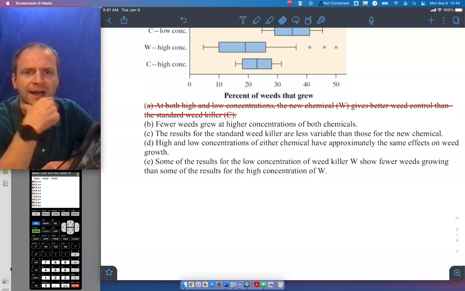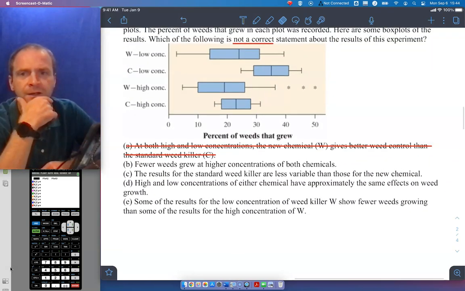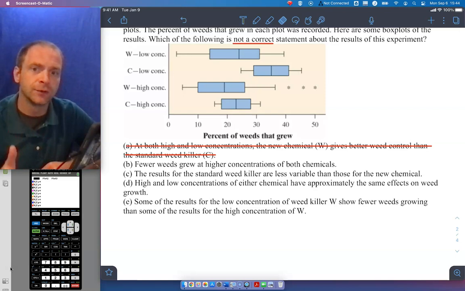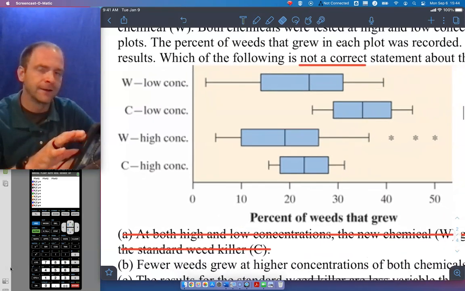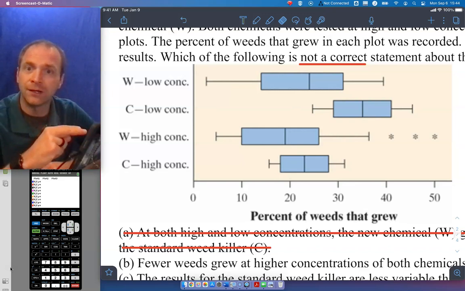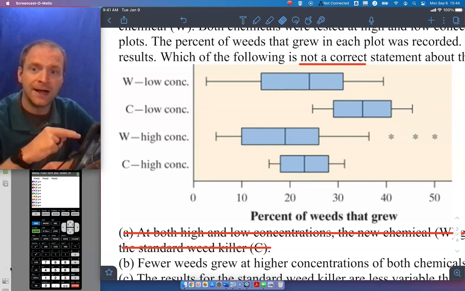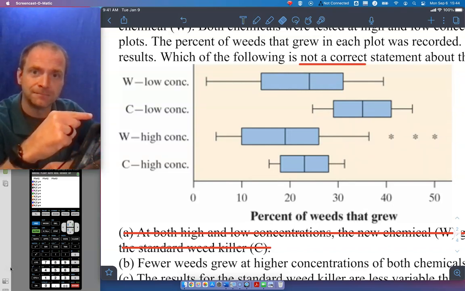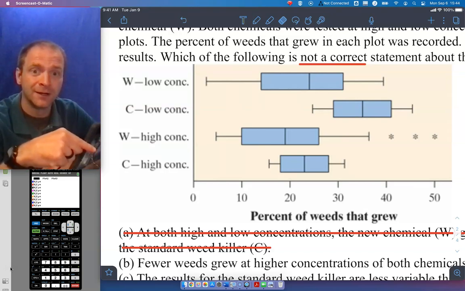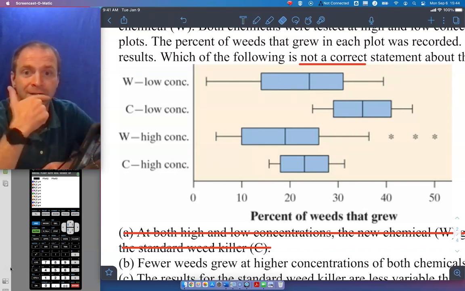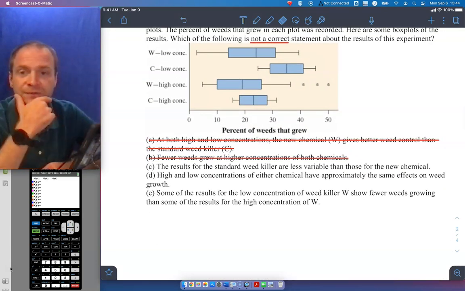So I'm going to cross that one out because that one appears to be true. Fewer weeds grew at higher concentrations at both chemicals. So both chemicals, that means new W and old C, fewer weeds grew at those high concentrations. If I compare W low with W high, does it appear that the high has a lower amount of weed growth? Again, I can look at it and it does overall. What about high concentration for the standard? You have that down here with C, with low concentration for the standard. Again, this one does have a lower number overall. The third quartile is even below the first quartile when you're comparing the two C's together. So that one even appears to be true, and I'm going to cross that out.